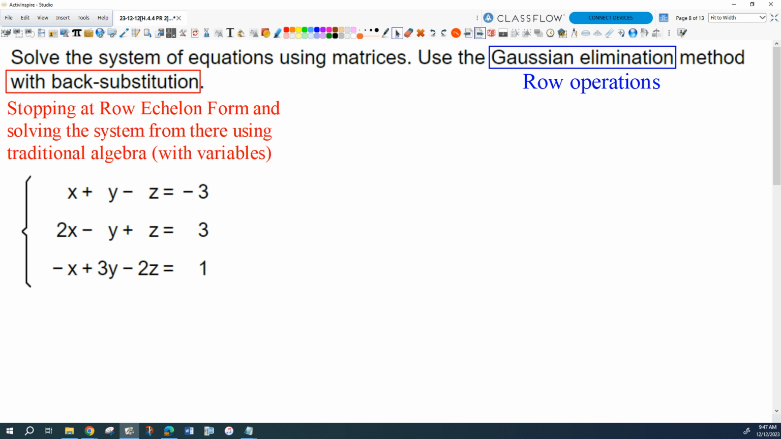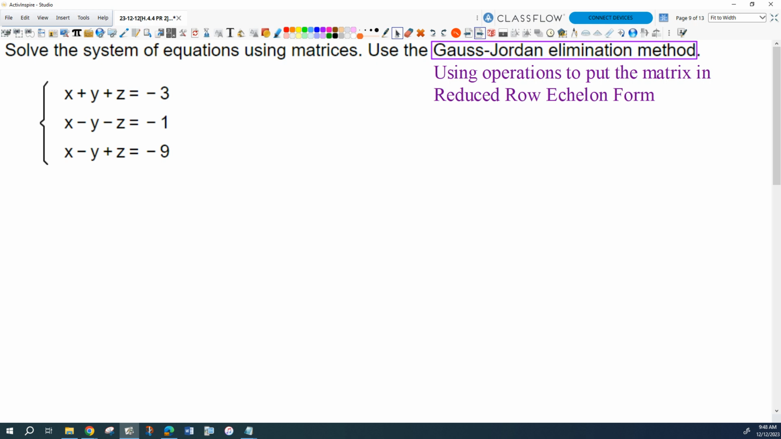Gaussian elimination just means row operations. With back substitution means that you're stopping at row echelon form and you're going to solve the system from there. You're not going all the way to put it into reduced row echelon form. That's what Gaussian elimination tells you to do. If you see one that says use Gauss-Jordan elimination, you'll learn this in college, that just means you're going all the way to put it in reduced row echelon form. That's all that's telling you to do.